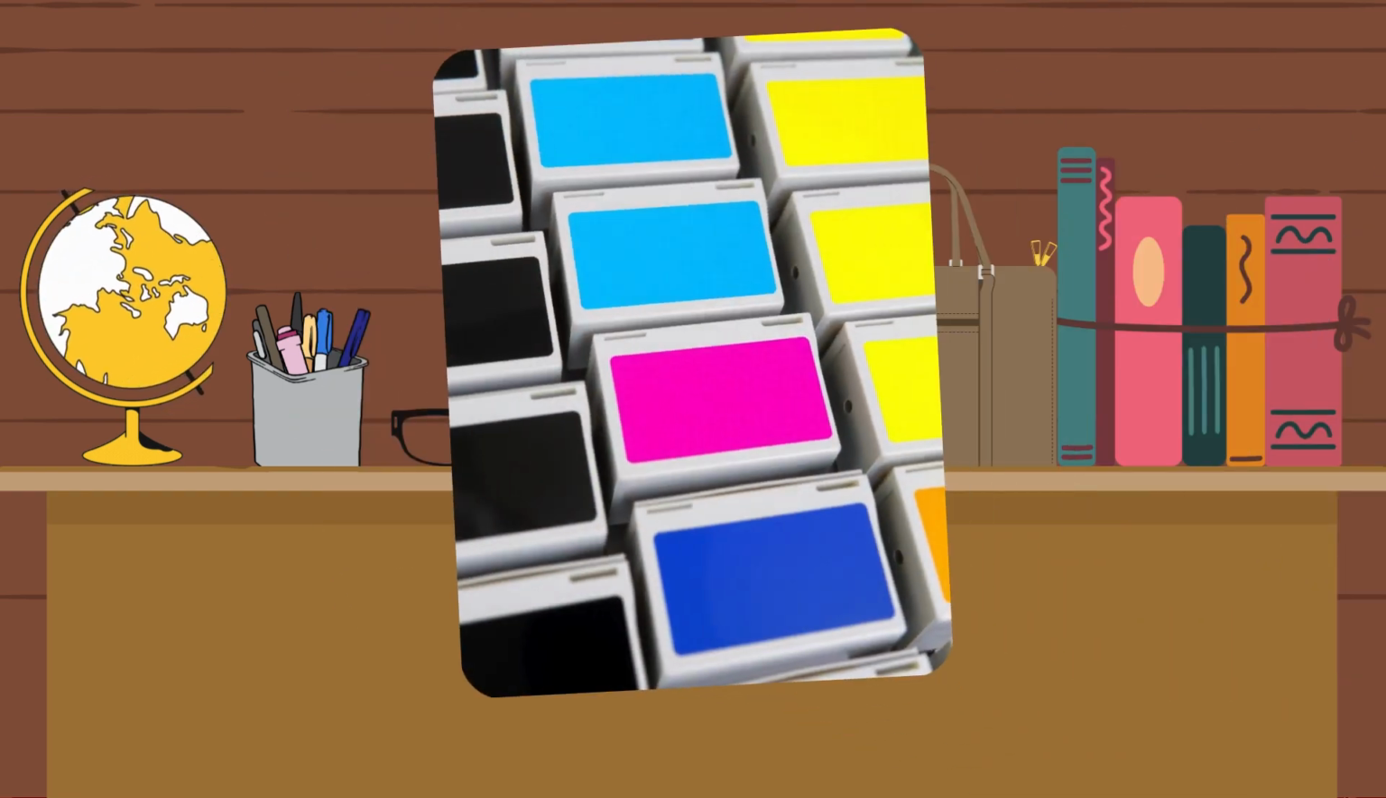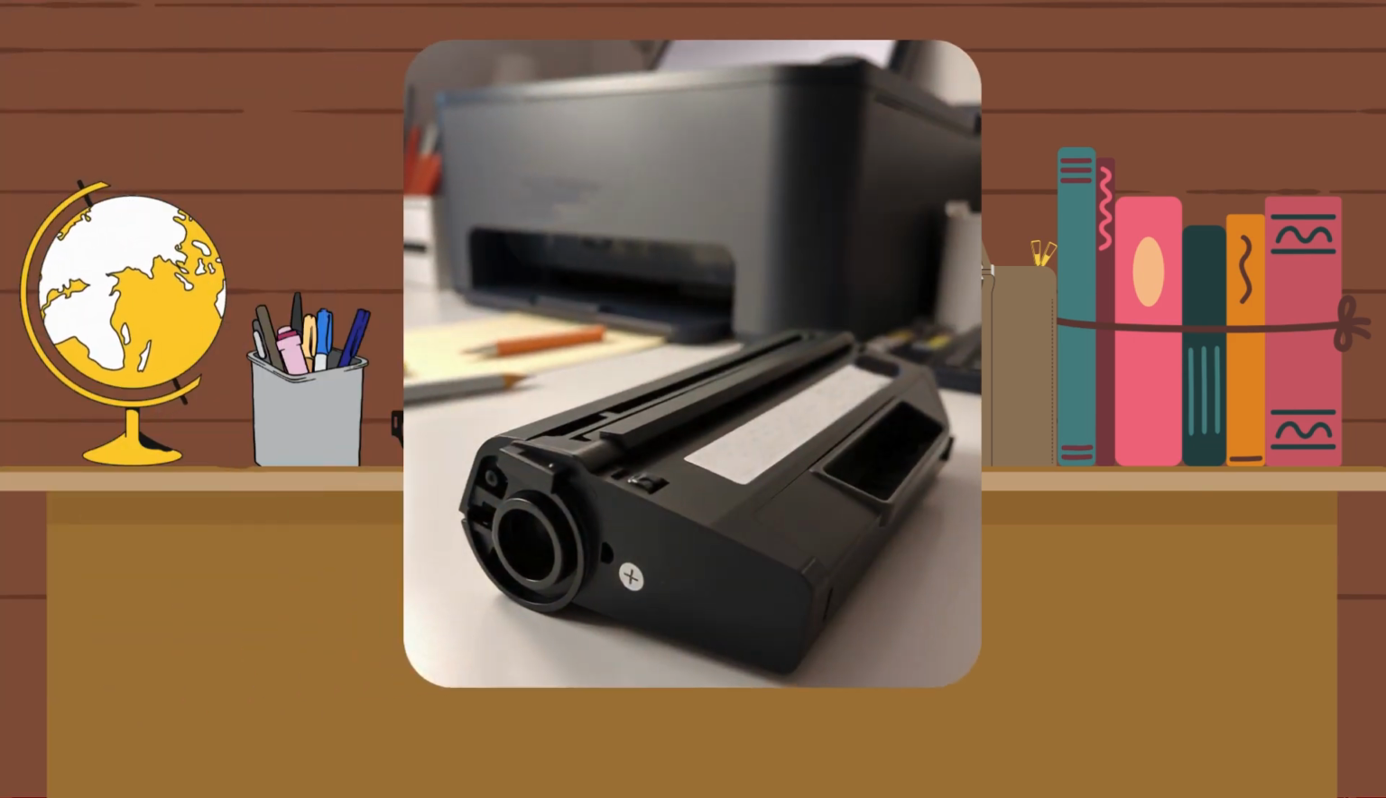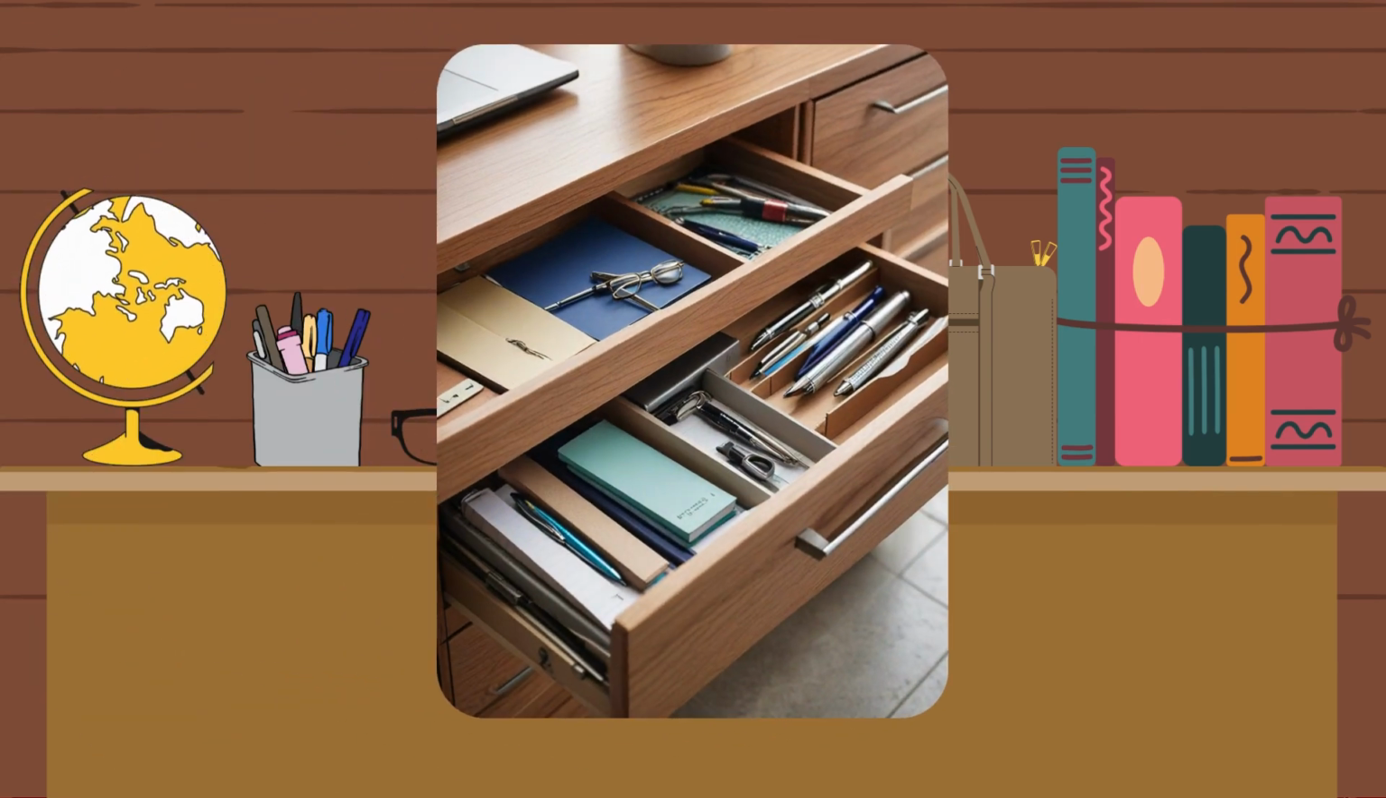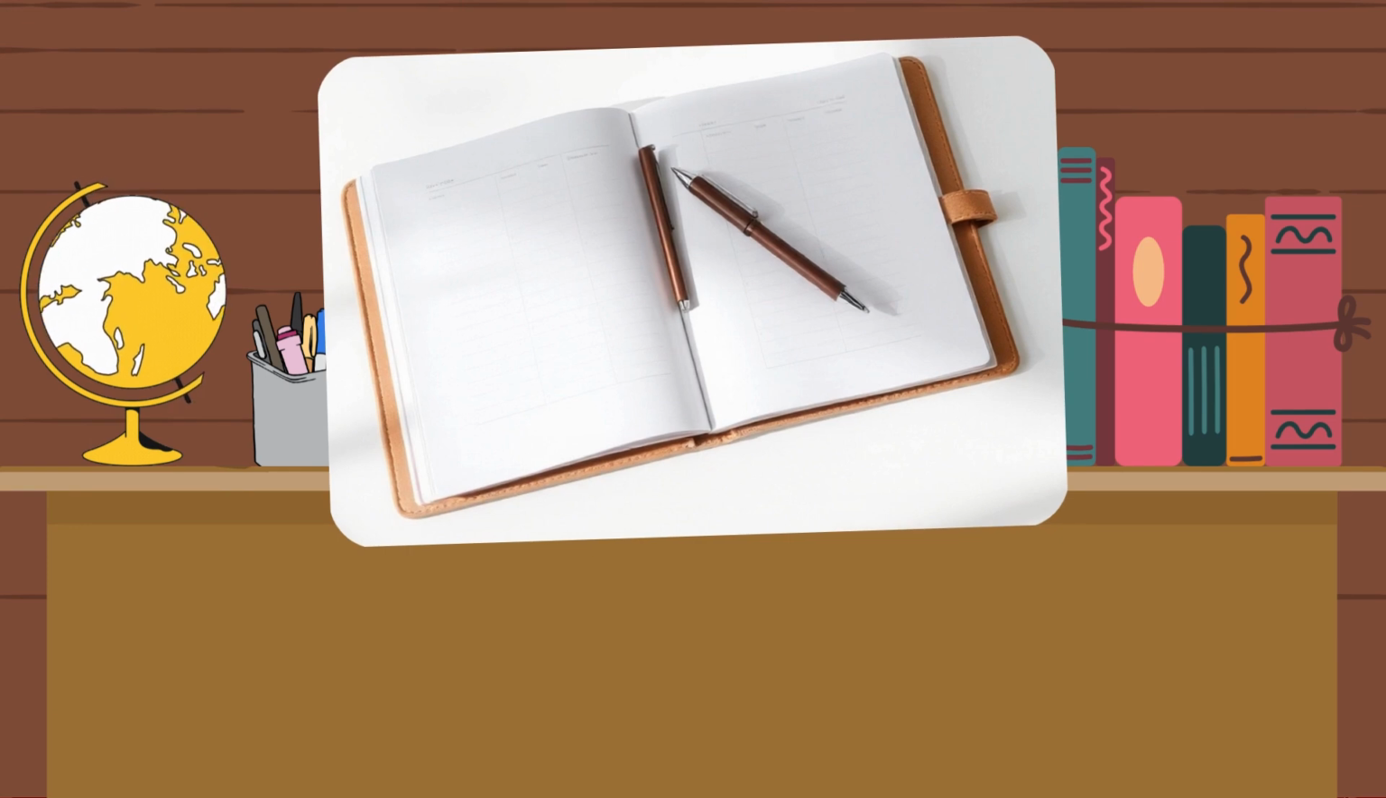What are these? These are printer cartridges. What is this? This is a toner cartridge. What is this? This is a drawer. What is this? This is a planner.